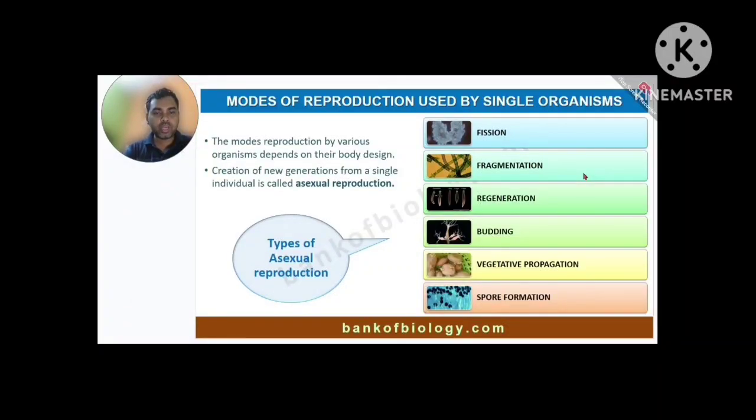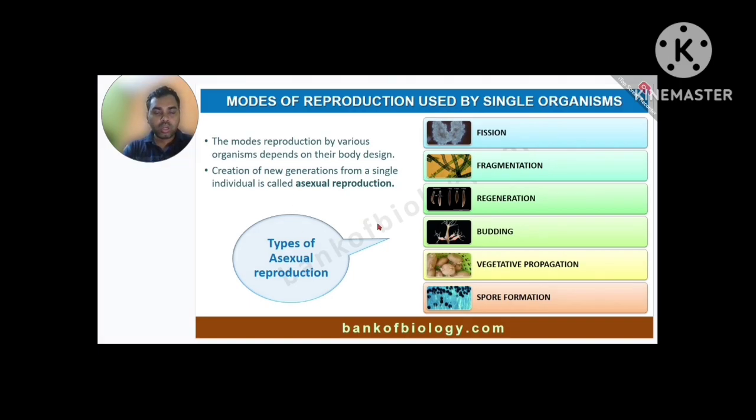Everyone. Today I will teach about asexual reproduction. We all know that asexual reproduction means there is no sex involved, and no sex cells or human cells are involved in reproduction. So how do they reproduce? They basically reproduce from the mother cell without any sex cell. Creation of a new generation from a single individual is called asexual reproduction.